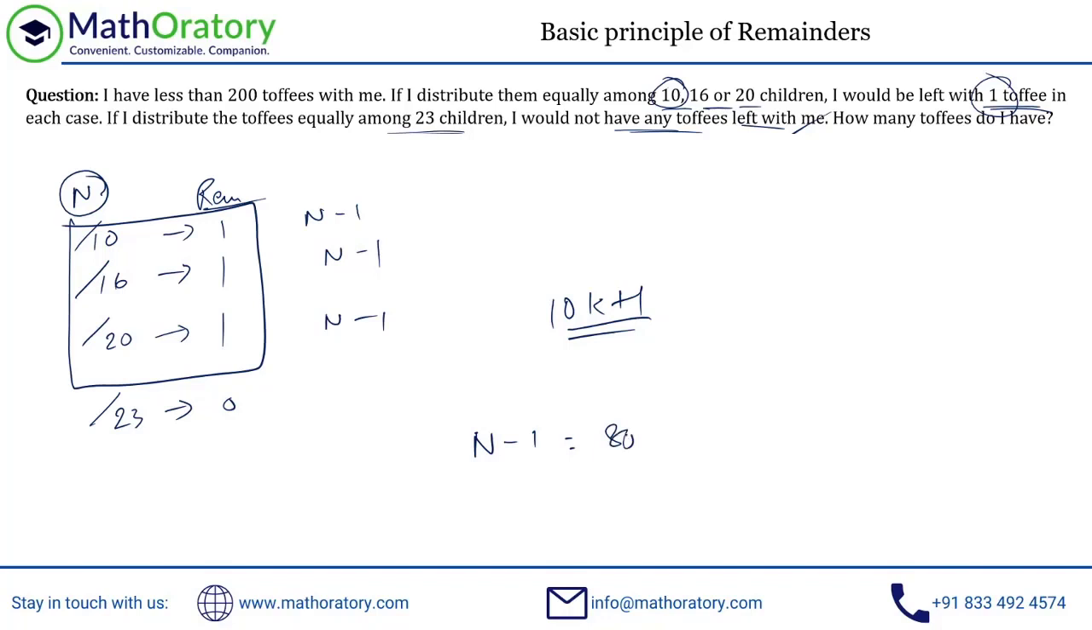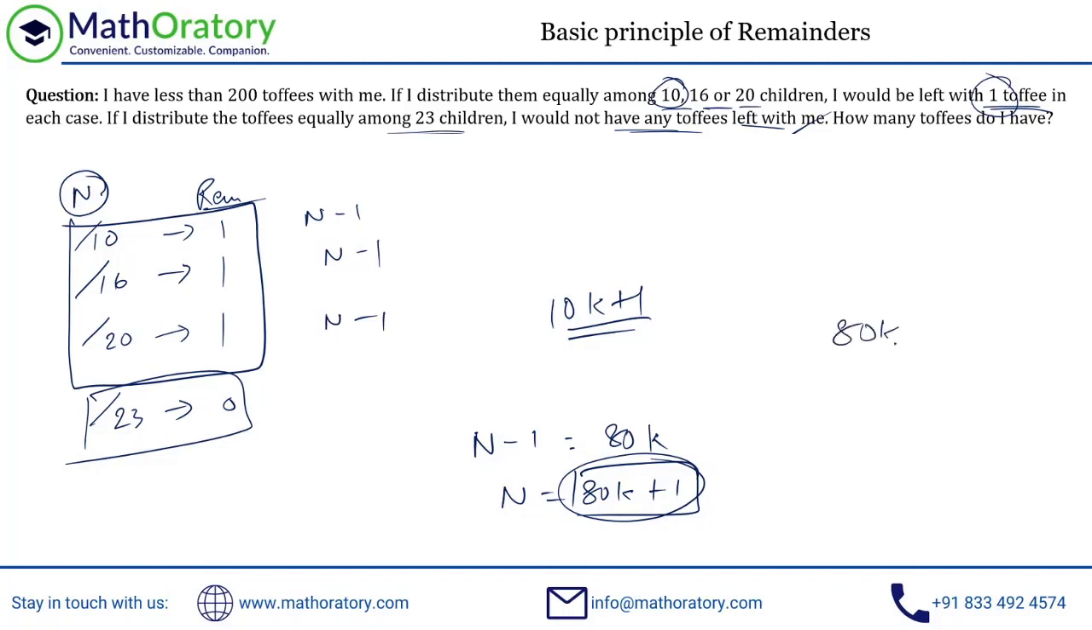So you should have n minus 1 of the form 80k. So n should be of the form 80k plus 1. So all you have to do is justify which number of this form is a multiple of 23. So just keep on putting values of k: 1, 2, and 3. Or you can reduce this a little further. So you have 80k plus 1 should be divisible by 23.